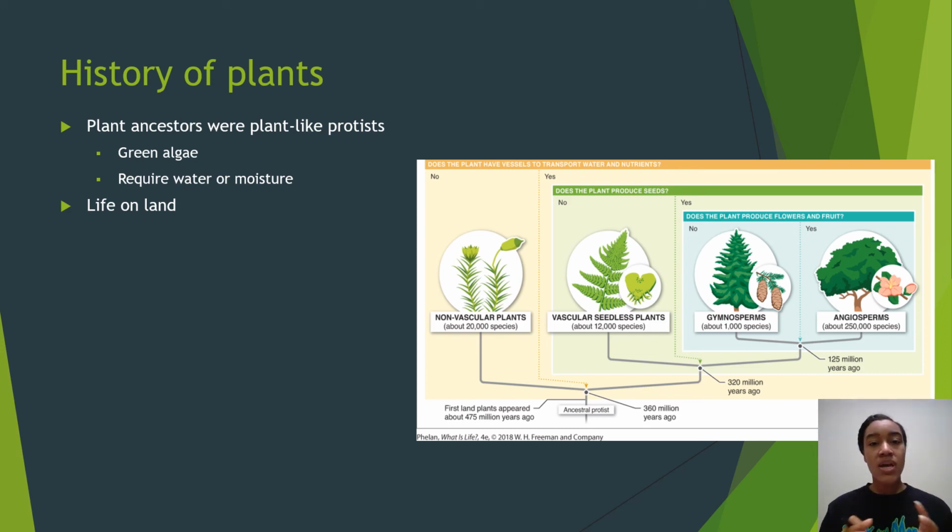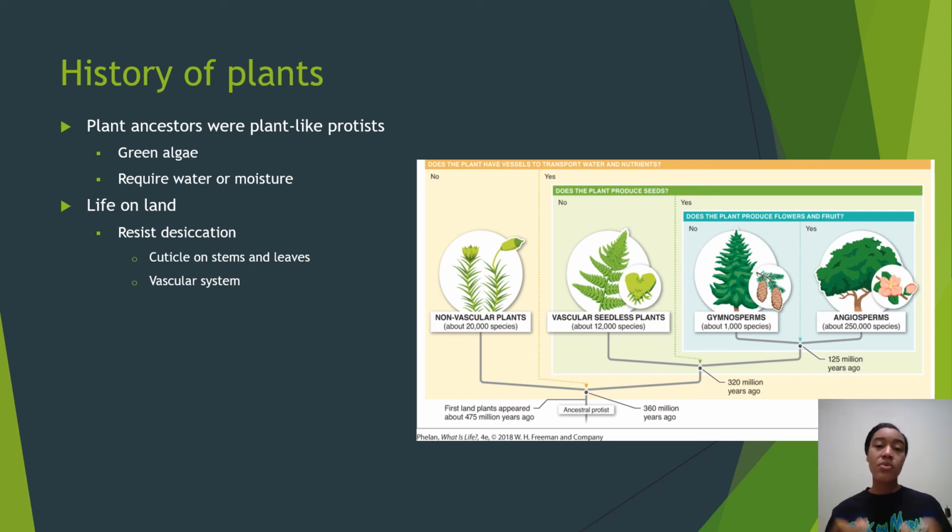So in order for a plant to go from an aquatic protist to being a eukaryotic plant like we know today, they had to adjust to life on land. Well, life on land came with many, many challenges. One, they had to resist desiccation, right?